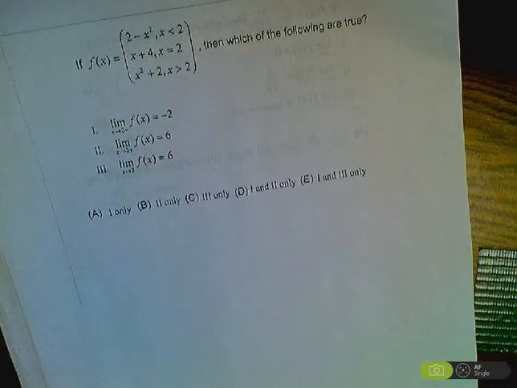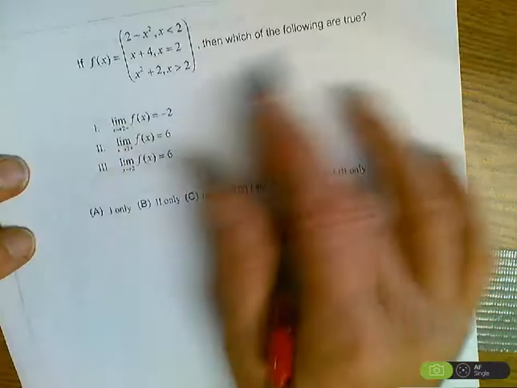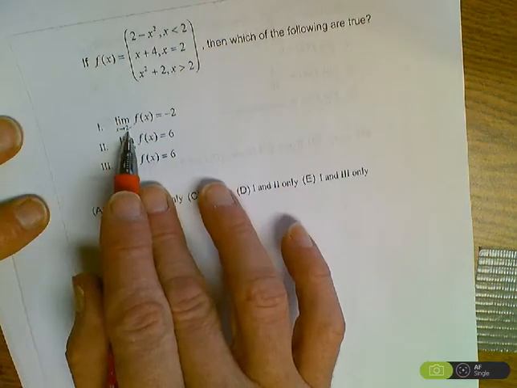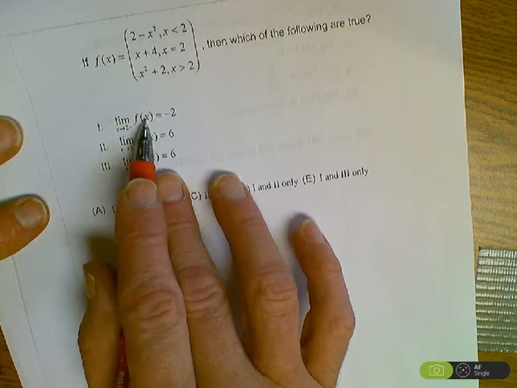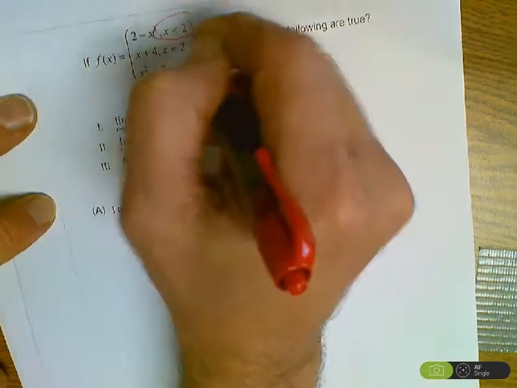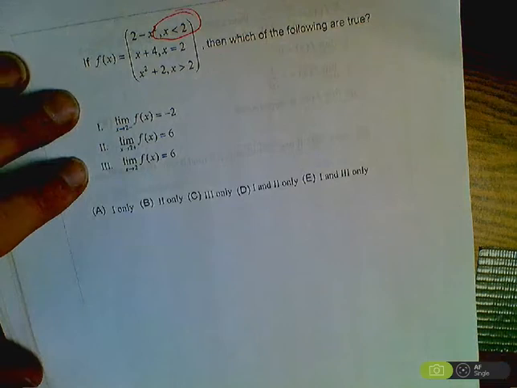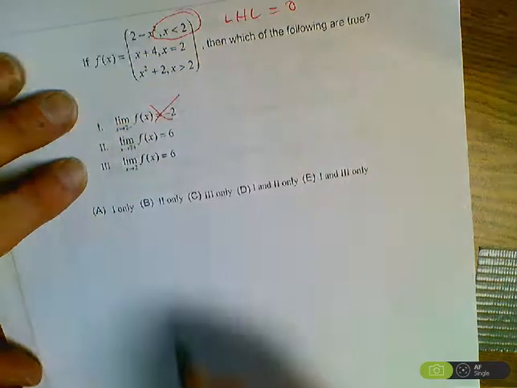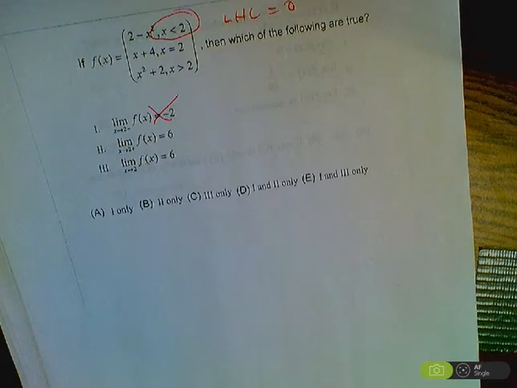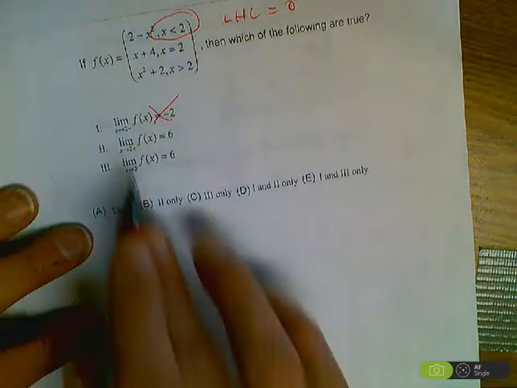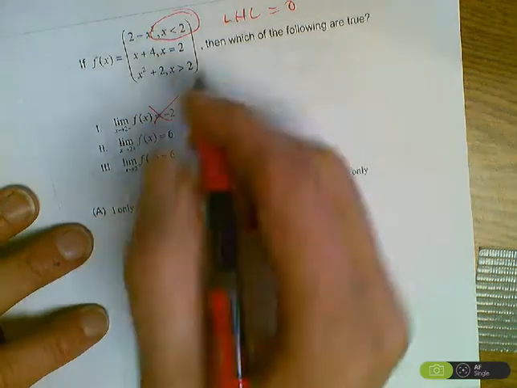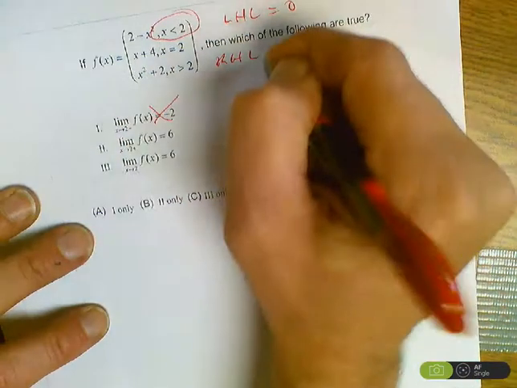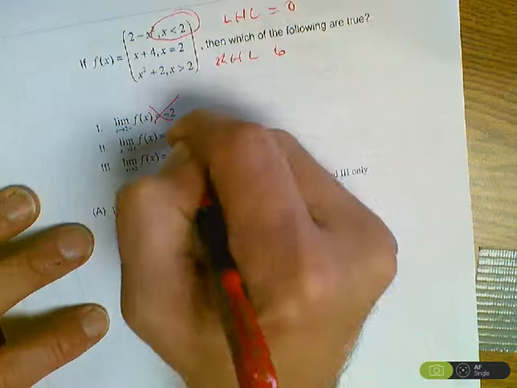Okay, now, problem 3. It says, which of the following are true? Piecewise functions. Okay, this is the left-hand limit. So the left-hand limit at 2 is 0. So the left-hand limit is equal to 0. This is not true. Now, this one's the right-hand limit. So I'm going to plug 2 into this one, and I get 4 plus 2 is 6. That one is okay.